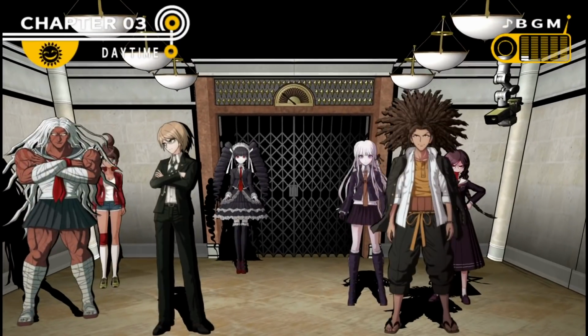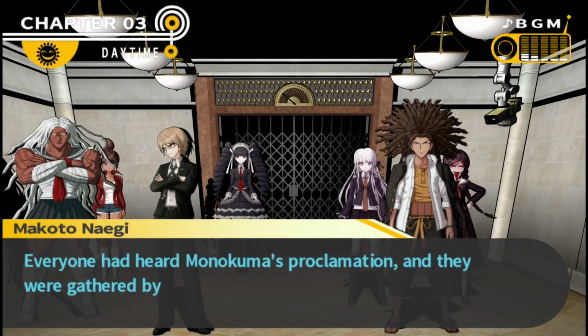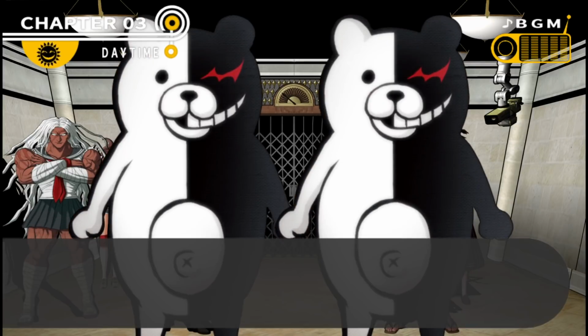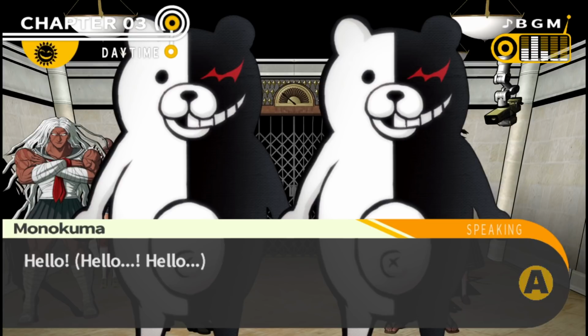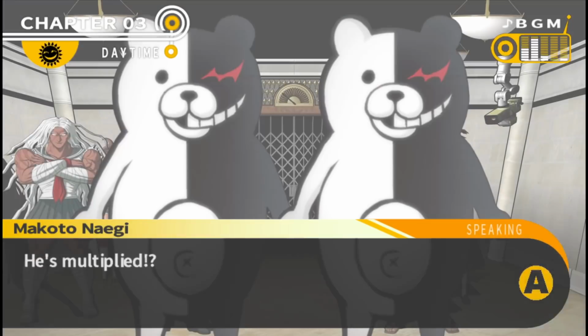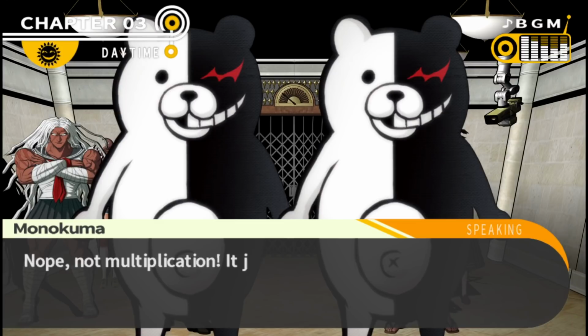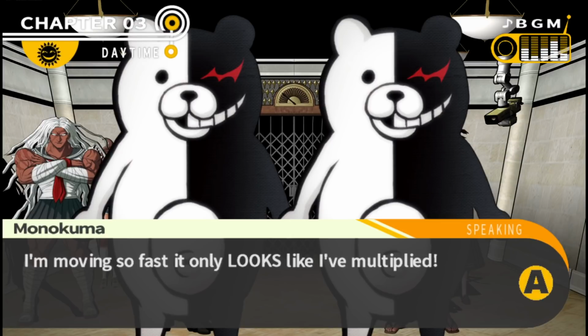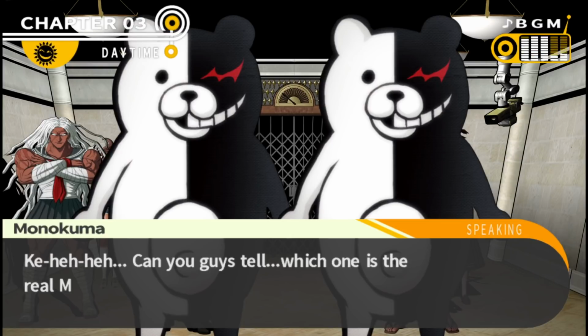Everyone heard Monokuma's proclamation, and they were gathered by the red door. And as soon as we were all there, whoa! Monokuma appears! Hello! Hello! Hello! He's multiplied? Wrong. Nope, not multiplication. It just looks that way because of an illusion. I'm moving so fast it only looks like I've multiplied. Can you guys tell which one is the real Monokuma?